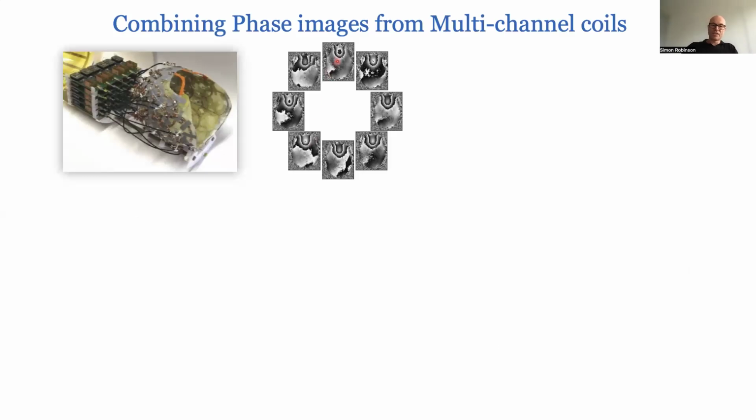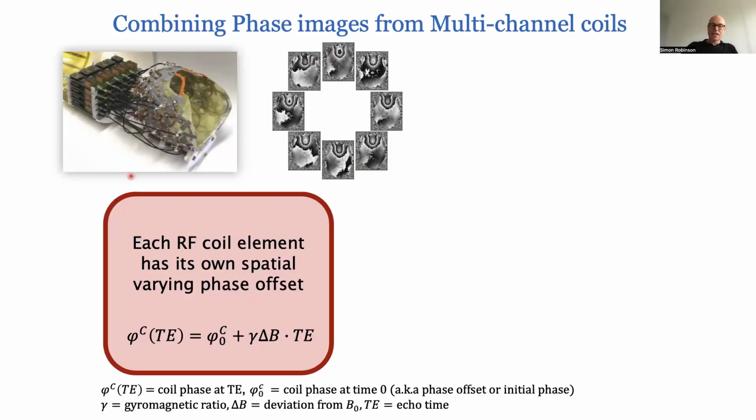And as I said, these phase images look very different if we pick out 8 of these channels. The expression for the evolution of the phase over time from a particular coil C, as a function of time, is equal to this delta B0, the local difference from B0, times the echo time times the gyromagnetic ratio. So it's this delta B0 which is usually of interest to us.